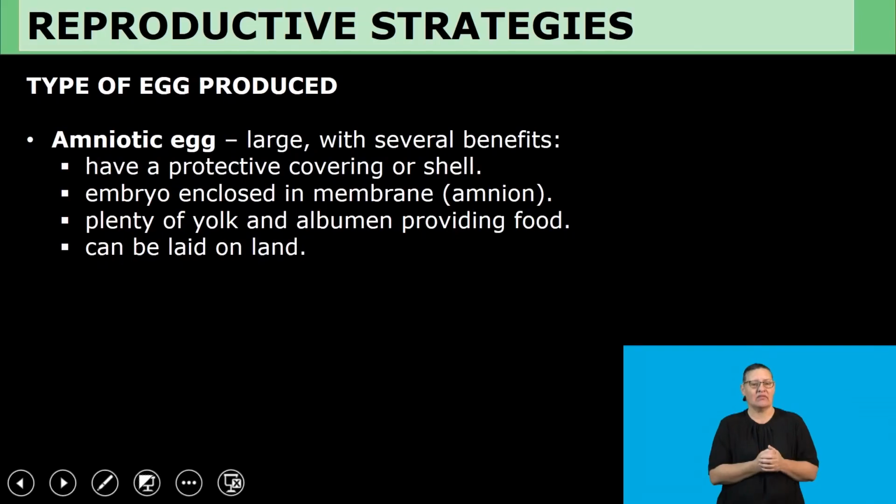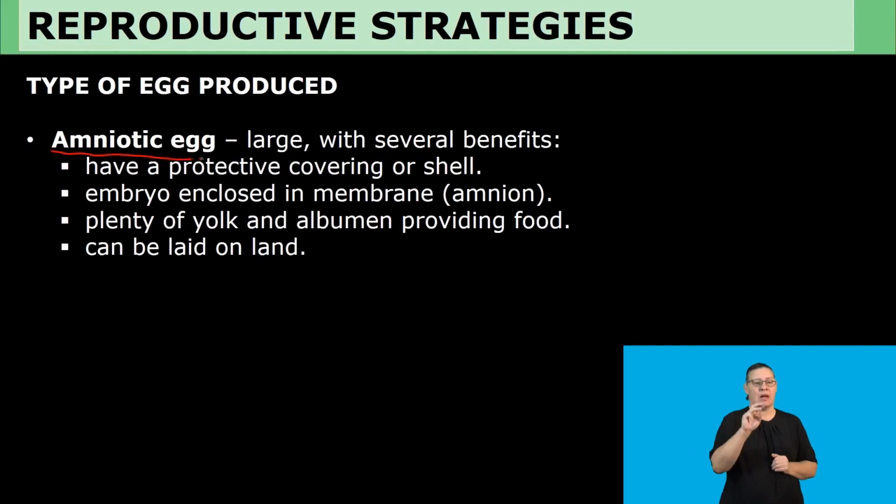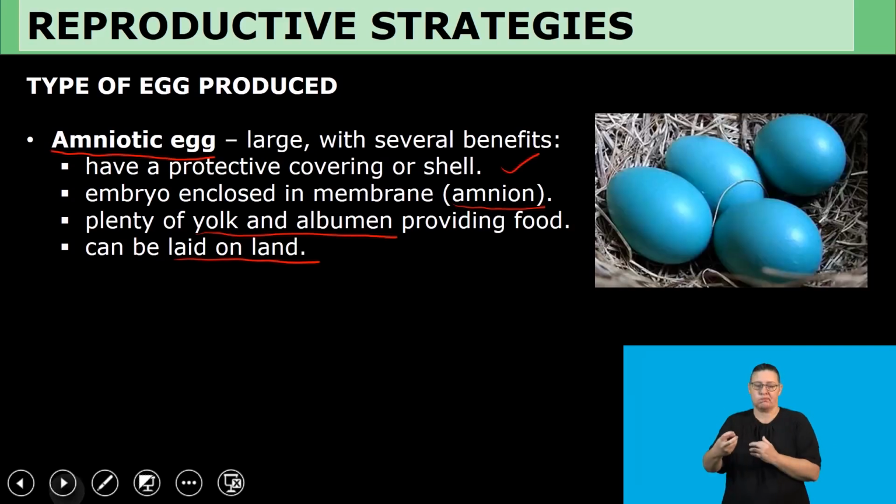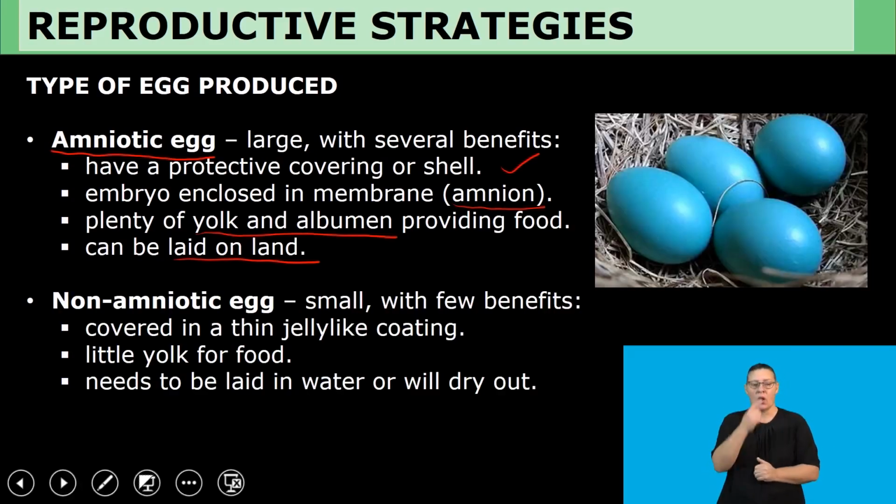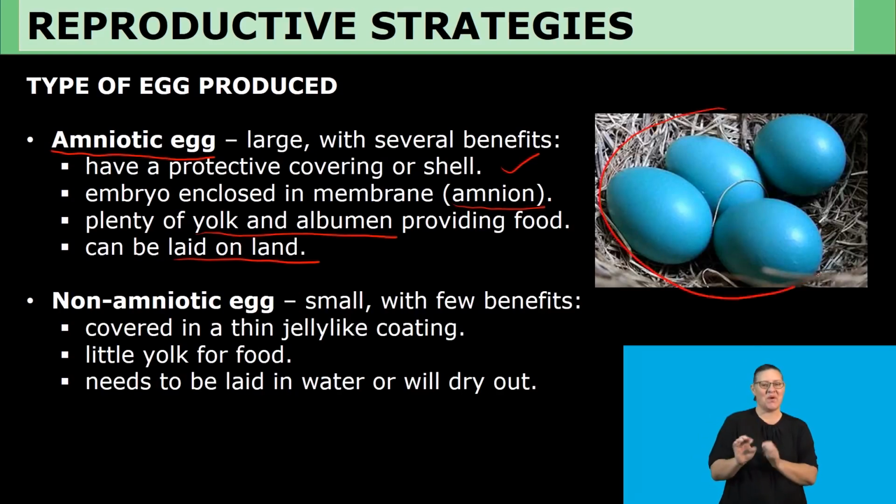Amniotic egg, it's large with several benefits. So let's have a look at the benefits of the amniotic egg. It has got a protective covering or a shell, and the embryo is enclosed in a membrane, which is called the amnion. This is also familiar for you. There's plenty of yolk and albumin providing food for nourishment, and amniotic egg can be laid on land. If you look at the diagram here, it's showing us a good example of our amniotic egg.